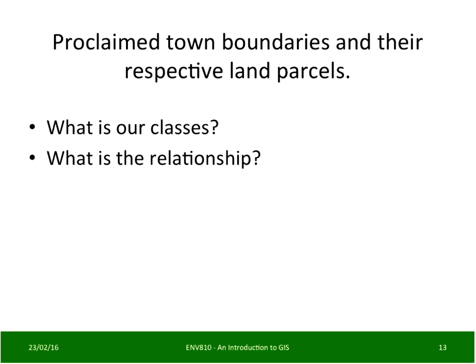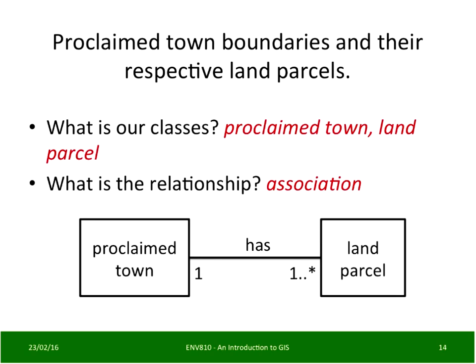So proclaim town boundaries and their respective land parcels. So what is our clauses? We can see the proclaimed town boundaries and the land parcels. What is our relationship between these two? An association. So we say proclaimed towns has one-to-many land parcels, and a land parcel has one proclaimed town.